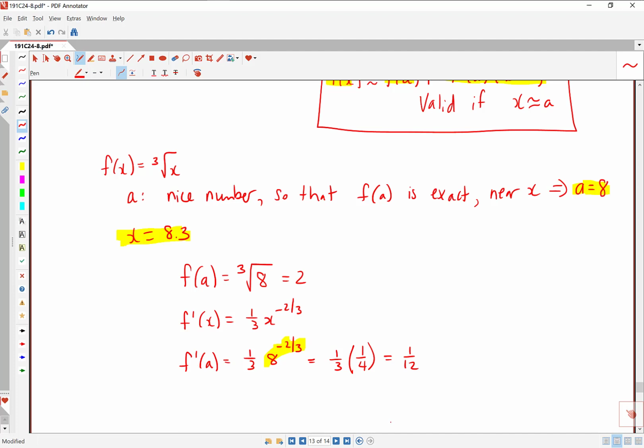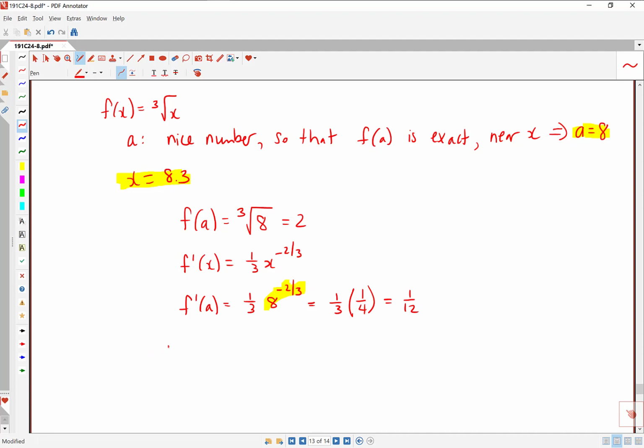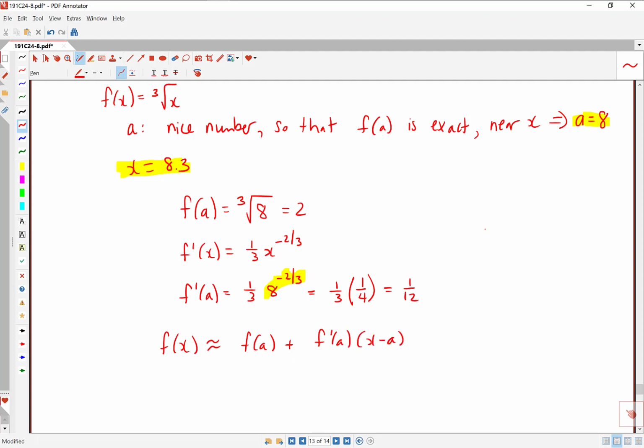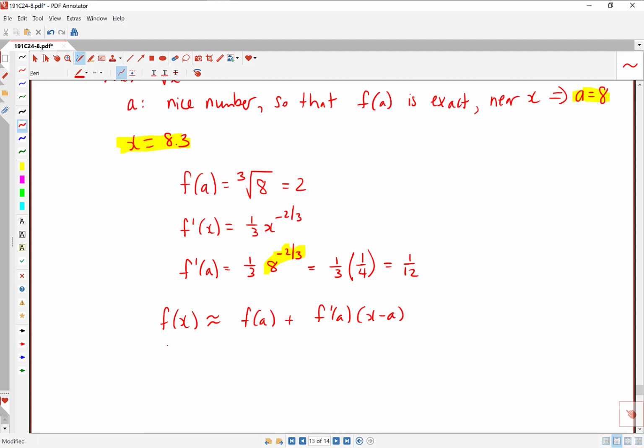Good, so those are the two numbers that we need for doing our linearization. And I think we're good to go. I'm going to write out our linearization formula once again, just because it's easier to plug into when we've got it in front of us. So f of x is approximately f of a plus a little bit of error, which comes from f prime of a times x minus a. Now let's start to plug in. f of x in this problem is the cube root function, and we're saying that's approximately equal to f of a, which is 2, plus f prime of a, which is 1/12, and then we multiply that by x minus whatever our a value was, 8.